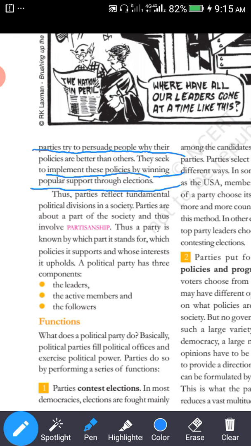Parties are about a part of the society, and what is it? It is partisanship. So a party is known by which part it stands for, which policies it supports, and whose interests it upholds. And a political party has three components. What are they? First, it is the leader. With an example I am telling you about the leader.